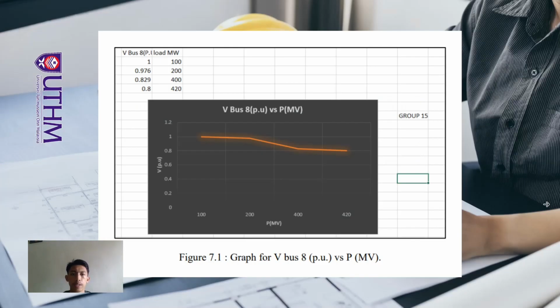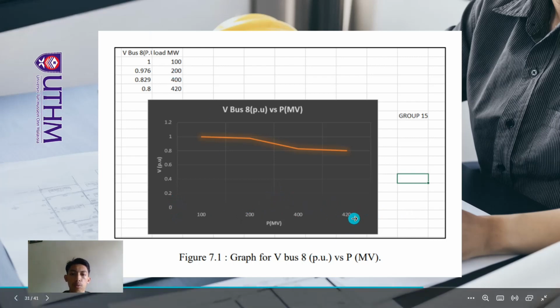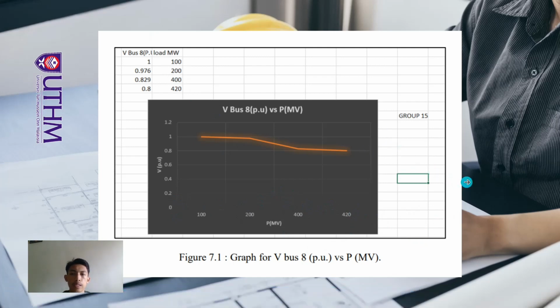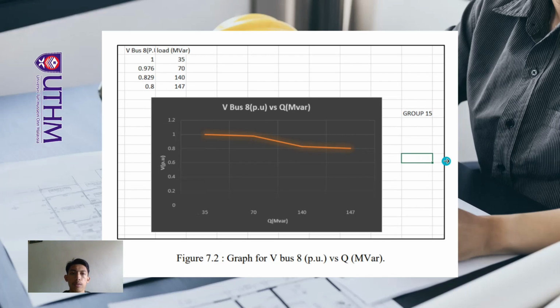Discussion of increased load at bus 8. First, we can see the V bus, which is in PU, per unit voltage, the reading is decreased from 1 to 0.8, and the load is increased, which is the power in megawatt increased from 100 megawatt to 420 megawatt. This is the graph we get from Excel, and this is the graph we can see from high to low reading. After that, we look at Q, which is the megavar. The voltage is still decreasing, and the megavar reading is also increasing, and the graph is like this.